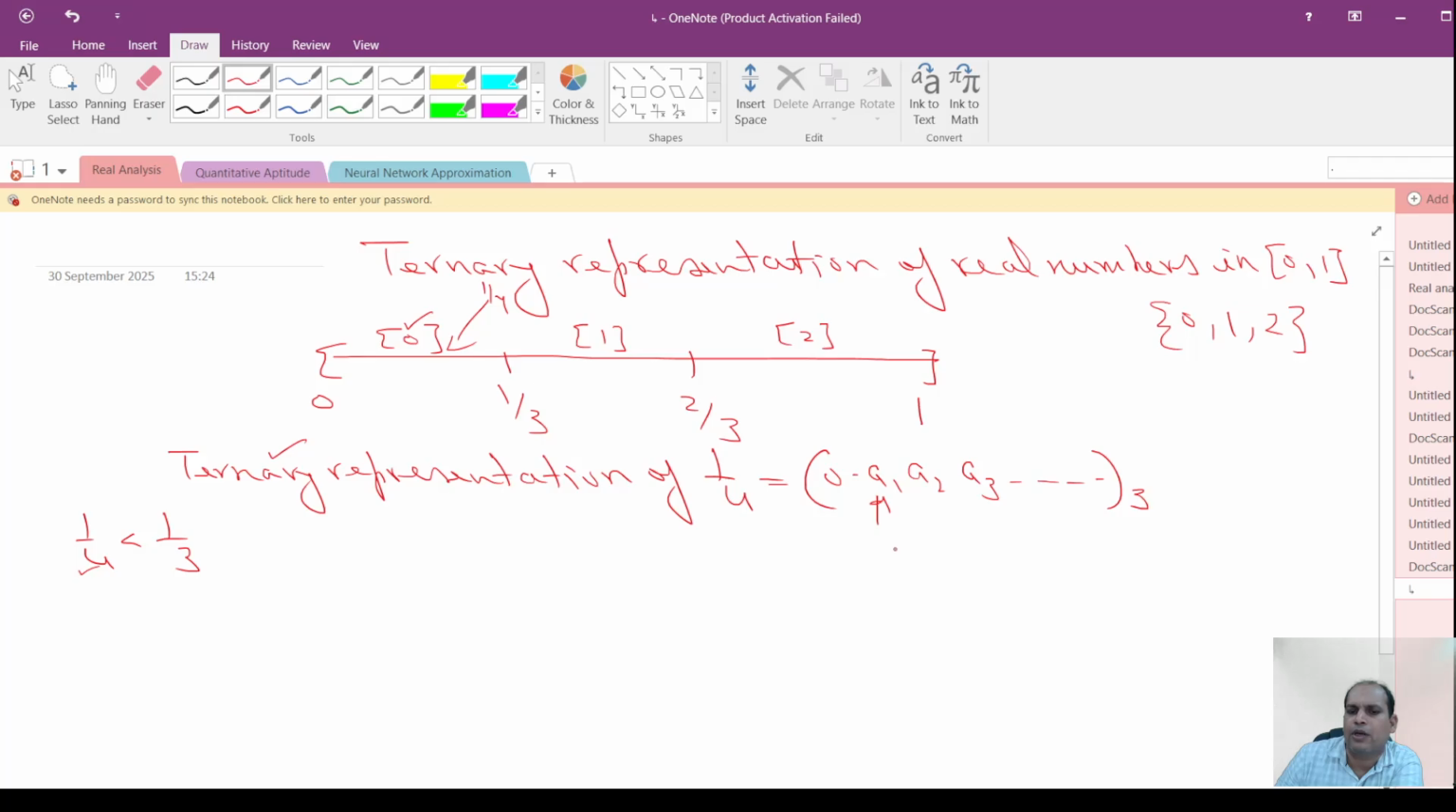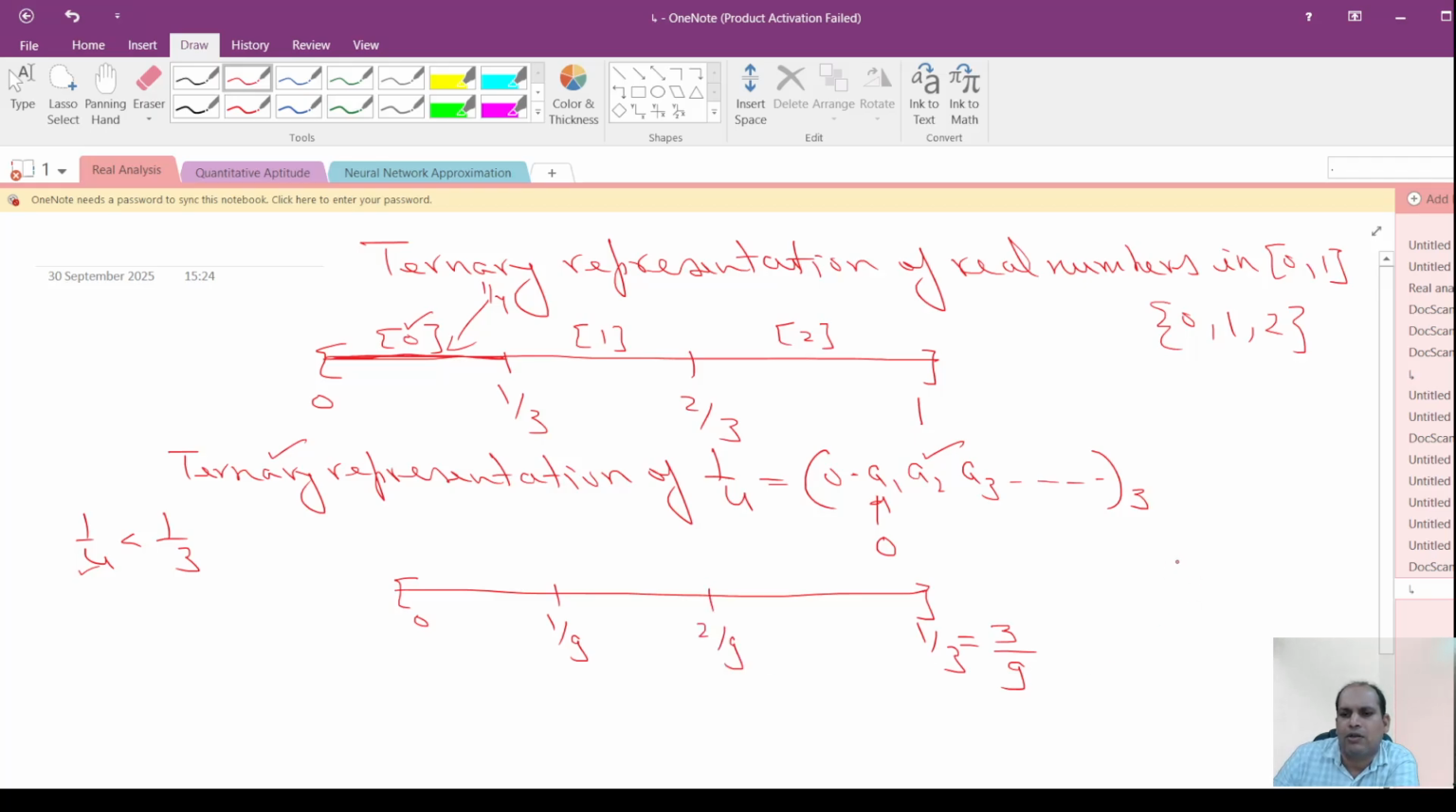So the first digit is obtained for the fraction 1/4 if we are interested in writing it in ternary form. So the first digit will be 0. For the next digit, again we need to divide this sub-interval 0 to 1/3 into 3 equal parts. Let me draw it again: this one is 0, this one is 1/3. Multiplying numerator and denominator by 3, it will be 3/9. So this point will be 1/9 and this will be 2/9.